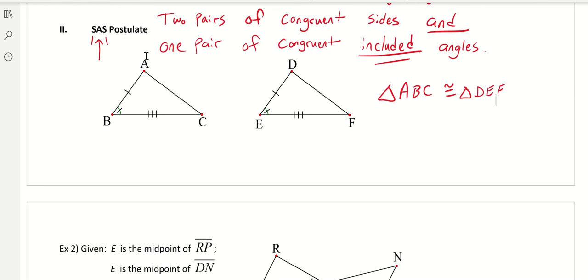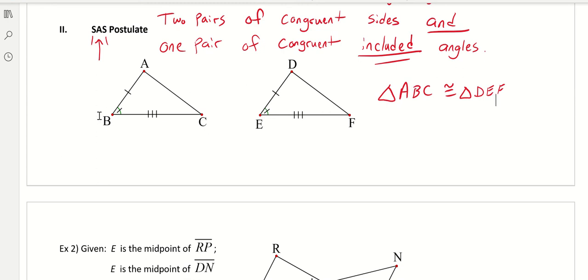What is vertex A? Vertex A is where the one tick mark side meets the blank side. Okay, so I put A first. D is where the one tick mark side meets the blank side. So A corresponds to D. What is B? I put B second. B is the angle that we know is congruent with one arc. E is the angle we know that is congruent with one arc. So B is second. E has to also be second.